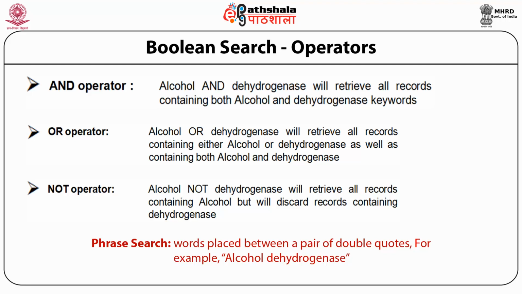For example, the phrase alcohol dehydrogenase enclosed between double quotes will behave as a single search term and will retrieve only those records where both words are present contiguously. This search will not retrieve those records where the alcohol and dehydrogenase keywords occur separately.